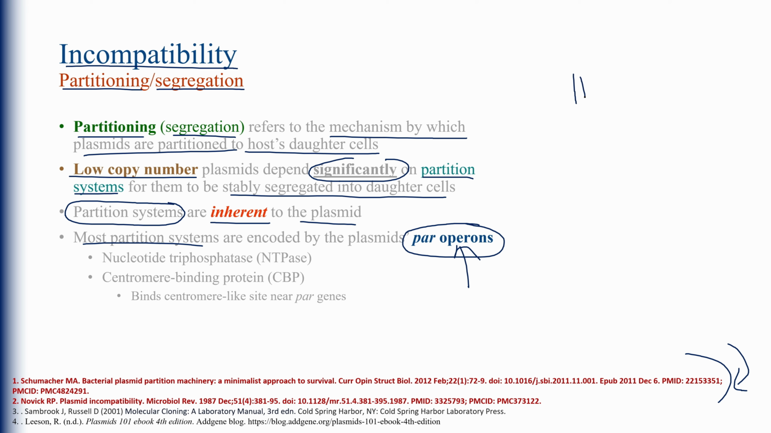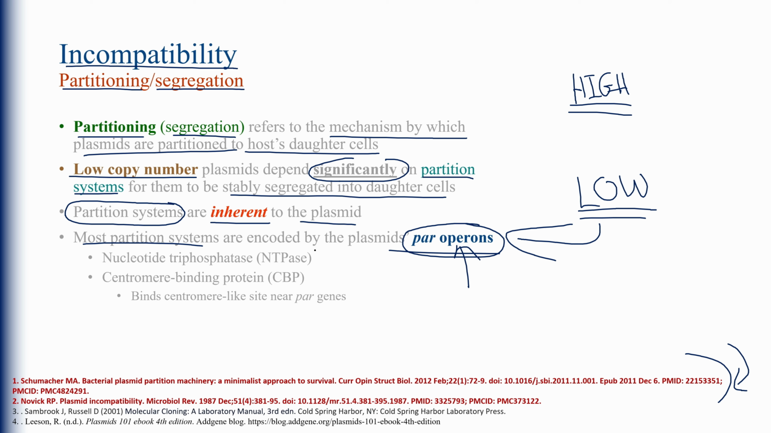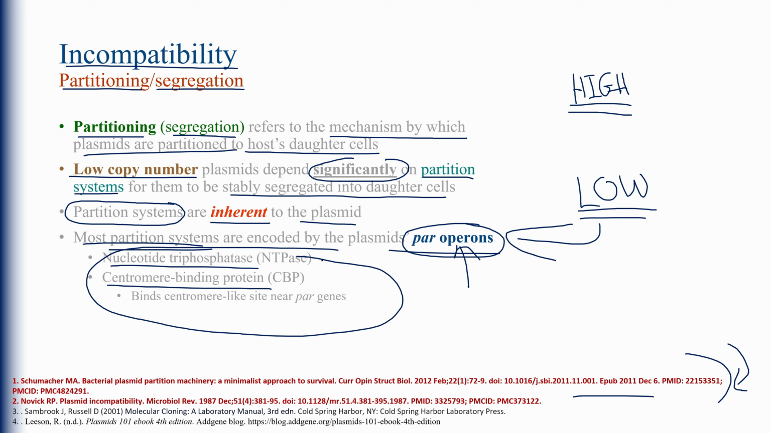Namely, when we're dealing with high copy number plasmids, what happens is that the partitioning relies greatly or more greatly on probability or on randomness of the separation of the plasmids. However, when you're dealing with low copy number plasmids, you do have to rely more heavily on those partition systems that are encoded by the par operons of the plasmids. Now, when it comes to the partitioning systems of plasmids, the nucleotide triphosphatase and the centromere binding proteins are going to be central components that are responsible for partitioning the plasmids that use partitioning systems. You can look at the paper below, namely the first one cited, to learn more about partitioning systems.